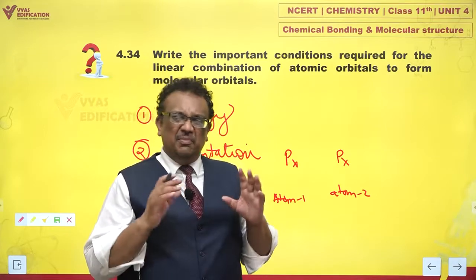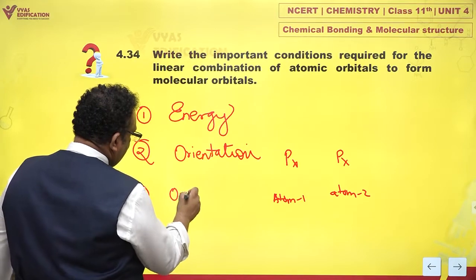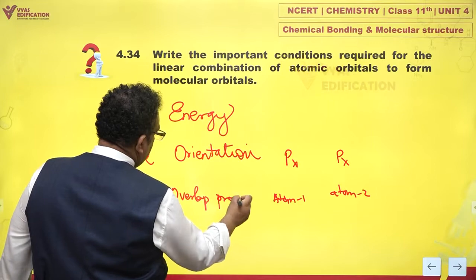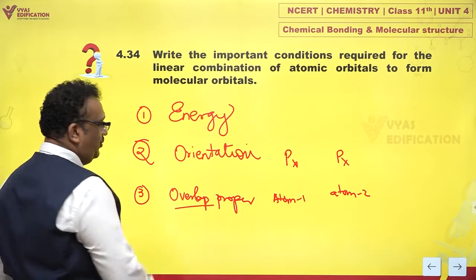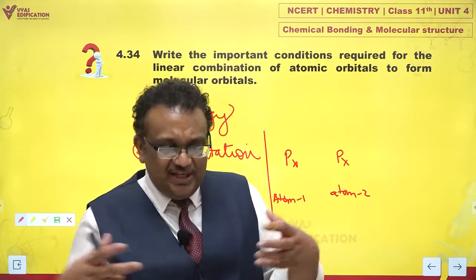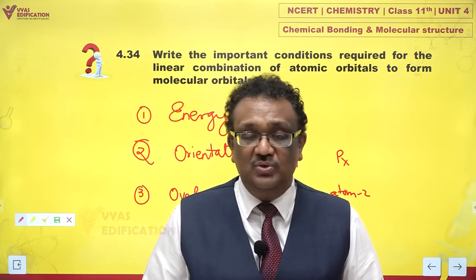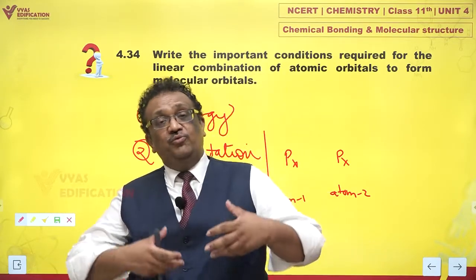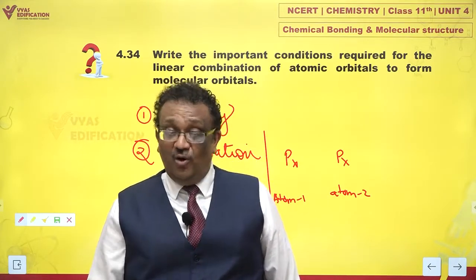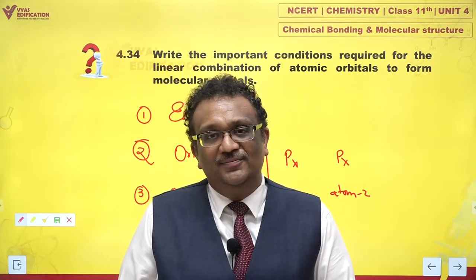The third point is a minor point. It says that the overlap must be proper. What does that mean? It means there should be a significant overlap of the atomic orbitals so that they can combine to form MOs. If the orbitals are too far away and cannot come close and overlap effectively, they will not combine and will not give you any molecular orbital.